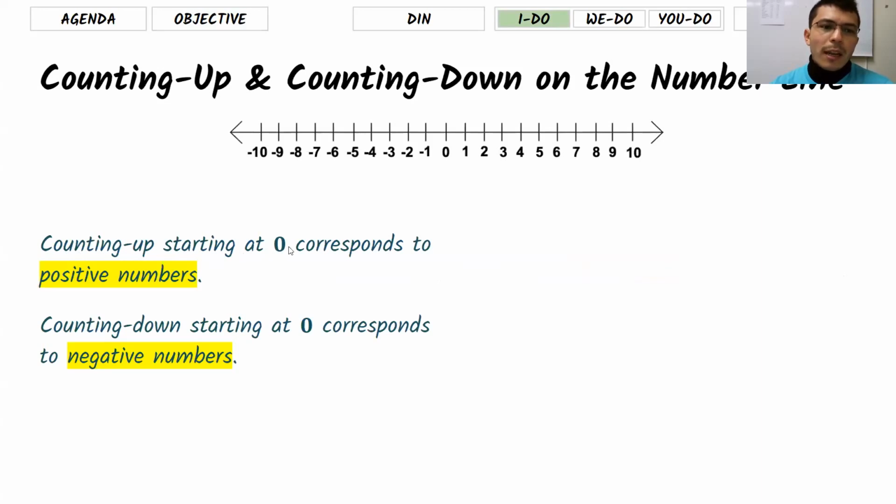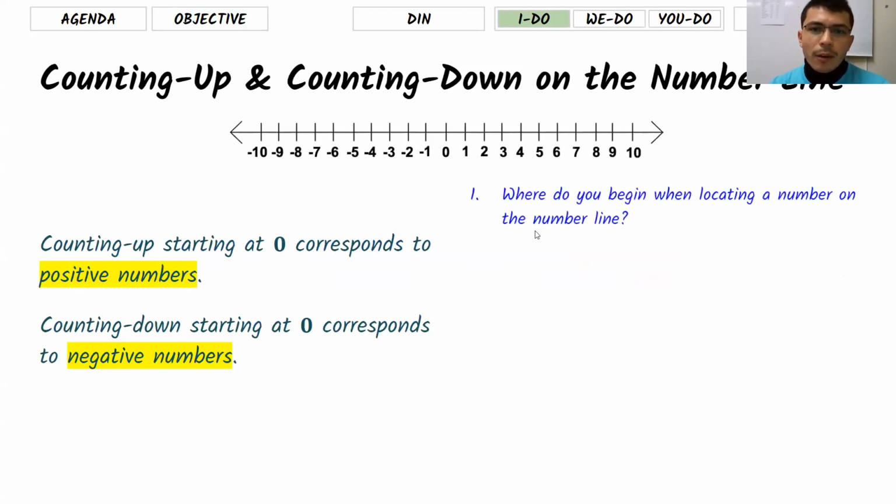Counting up starting at 0 always corresponds to positive numbers. Counting down starting at 0 corresponds to negative numbers. What I mean is, for example, question number 1. When you start counting, it doesn't matter, up or down. So where do you need to begin when locating a number on a number line? Yesterday we practiced locating a number on the number line. The first step is you need to first find out what is the 0 on the number line, okay?